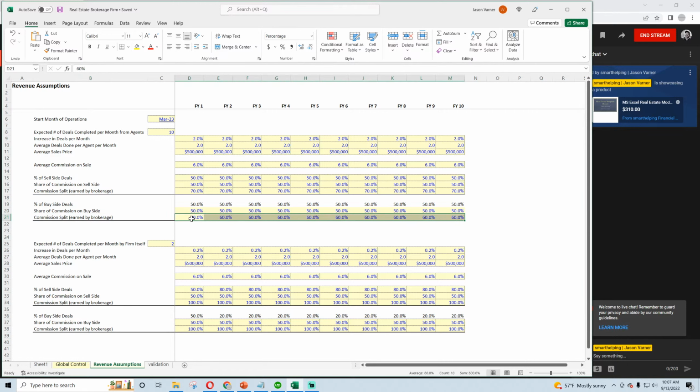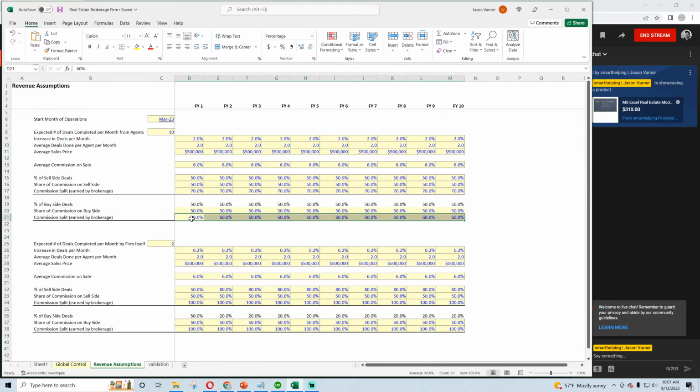Now the buy side share is going to be row 20. And remember, this is not this commission share here. Like this share sell side is 60 and then here's 50. This does not have to add up to 100%. It's just saying of the deals where you're on the sell side as brokerage, you're negotiating gets you whatever the percent is that you put in here of the total commissions on the deal.